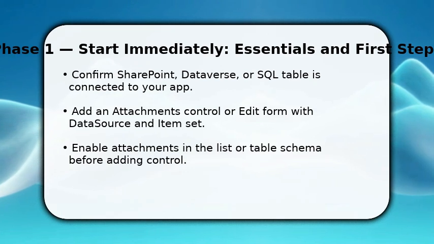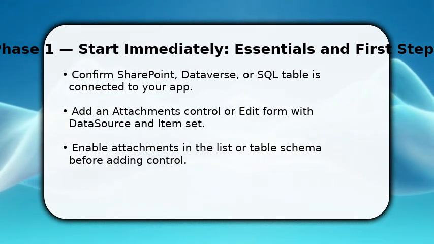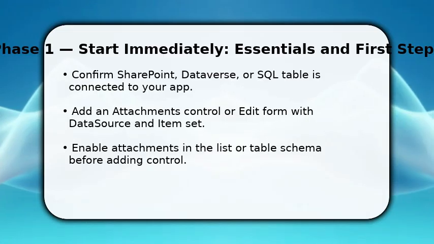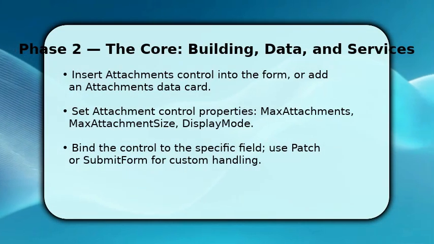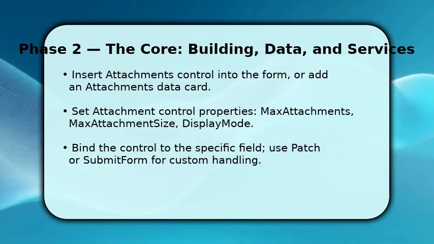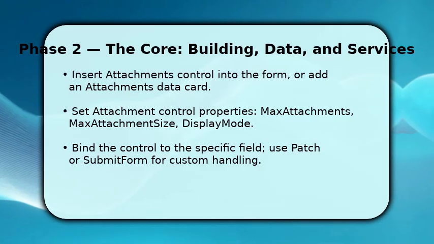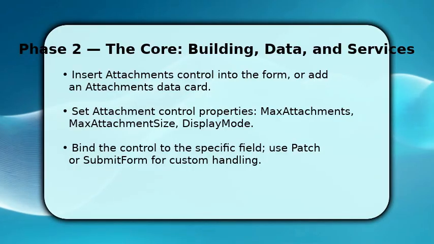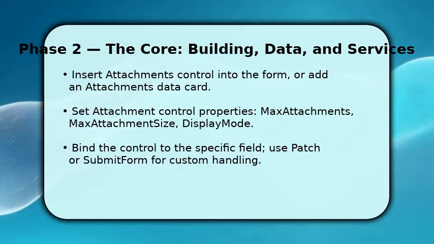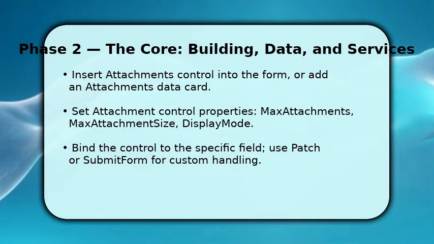Now you add and configure the control itself. Insert the attachments control inside the edit form or add the attachments data card. Set max attachments and max attachment size to limit uploads and adjust display mode so users can add files. Bind the control's data field to your attachment column. If you use a custom UI, plan to use patch with uploaded files or submit form for standard forms. Once done, test by uploading a sample file so you confirm the binding and size limits work as expected.